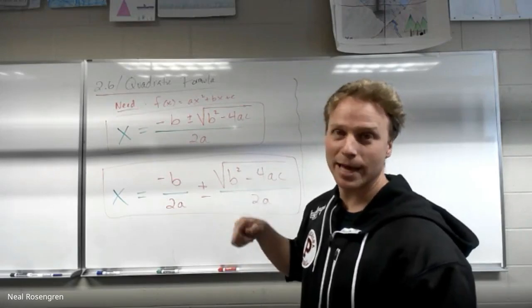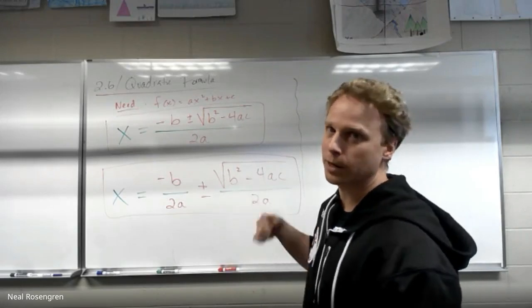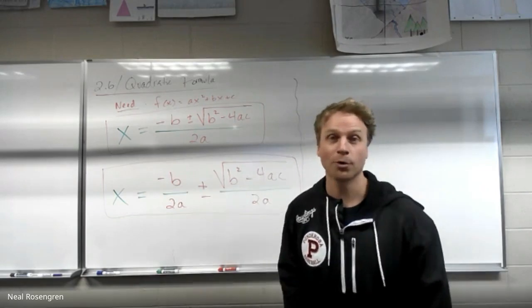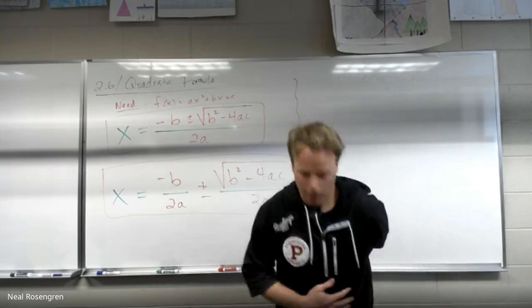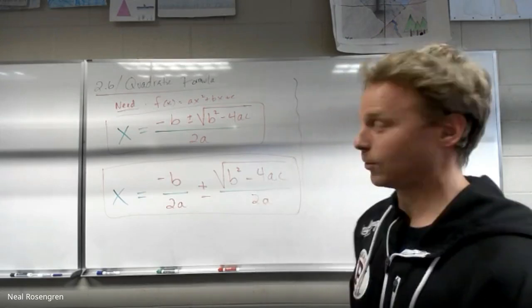X equals negative b plus or minus square root of b squared minus 4ac all over 2a. Oh, thank you. I'll be here all week.